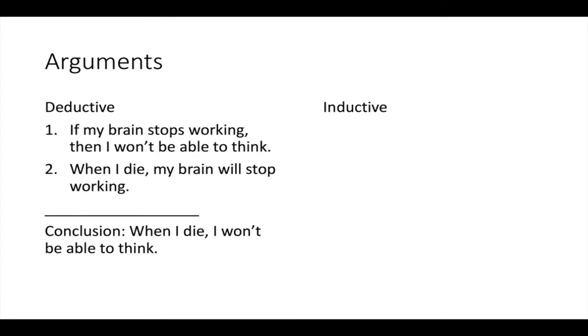Okay, so there are two types of arguments that we're going to look at in this class: deductive arguments and inductive arguments. And here is an example of each. An example of a deductive argument is that if my brain stops working, then I won't be able to think. When I die, my brain will stop working. Therefore, the conclusion, when I die, I won't be able to think.